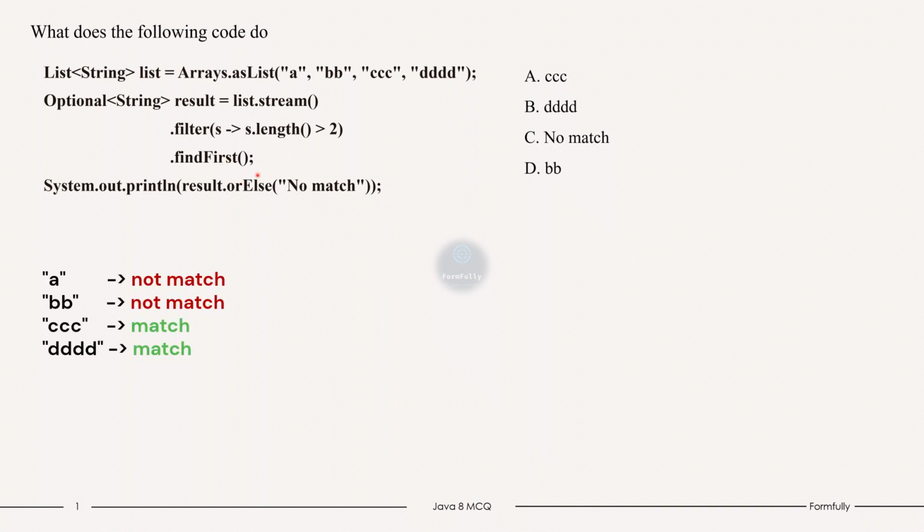Then we have findFirst. This is a terminal operation that returns the first element from the filtered stream that matches the condition. The result will be an Optional of String, which can either contain a value or be empty if no matching element is found. In this case, ccc is the first string that has more than 2 characters, so the result will print ccc.